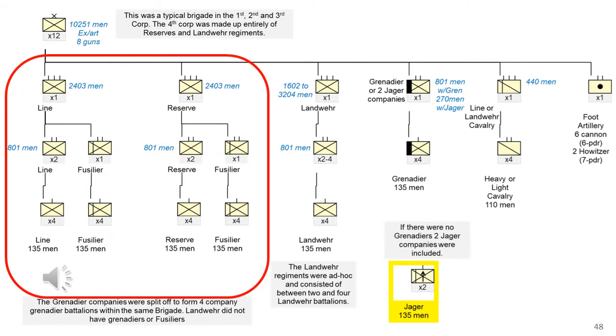Let's now drill down into more detail into the brigades. The infantry brigade consisted of 3 infantry regiments, a Grenadier battalion, or in some cases 2 Jager companies, a cavalry regiment and an artillery battery. This was reasonably large for a brigade.